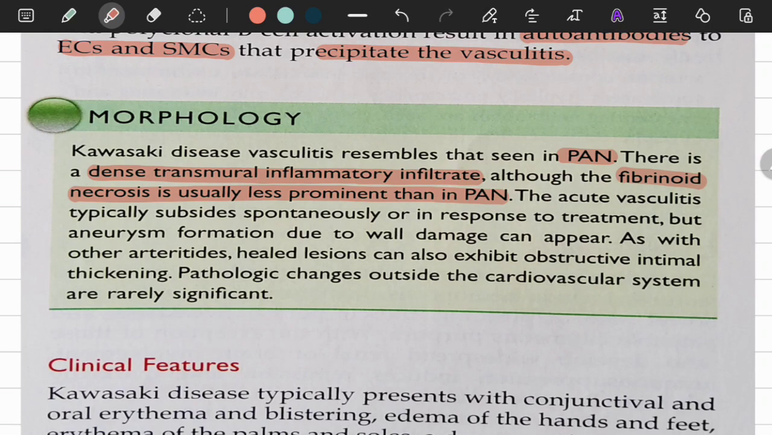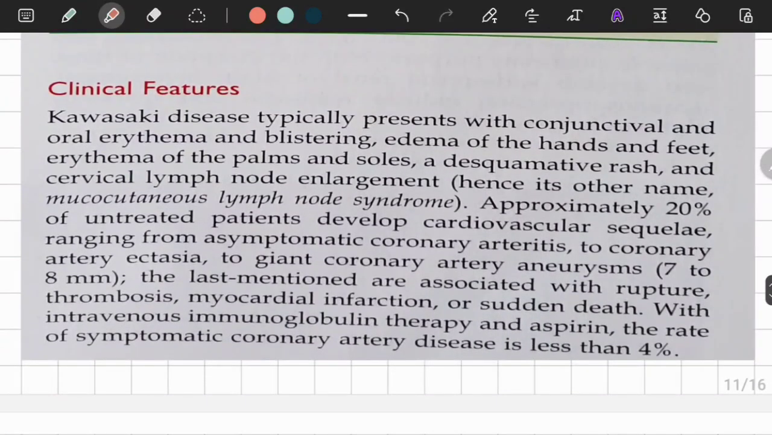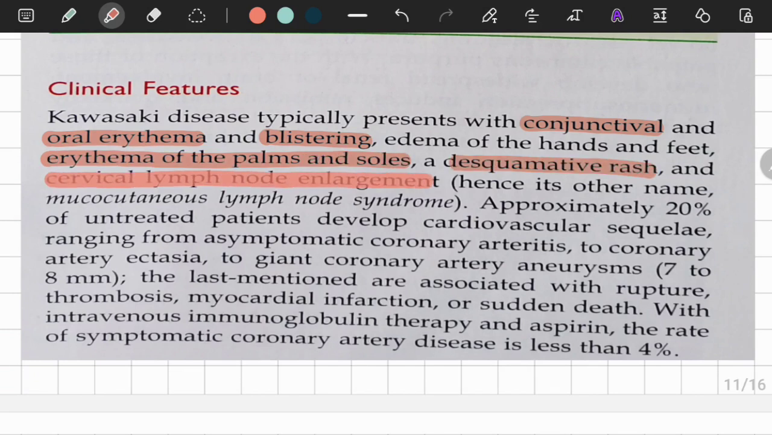The acute vasculitis typically subsides spontaneously or in response to treatment, but aneurysm formation due to wall damage can appear. As with other arteritides, healed lesions can also exhibit obstructive intimal thickening. Pathologic changes outside the cardiovascular system are rarely significant. Kawasaki's disease typically presents with conjunctival and oral erythema and blistering, edema of the hands and feet, edema of the palms and soles, a desquamative rash, and cervical lymph node enlargement.